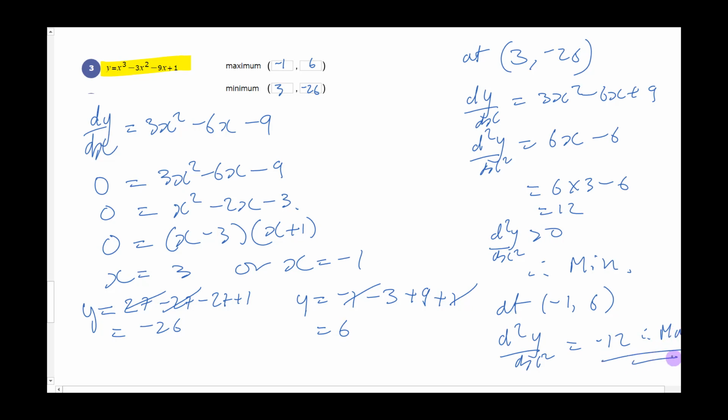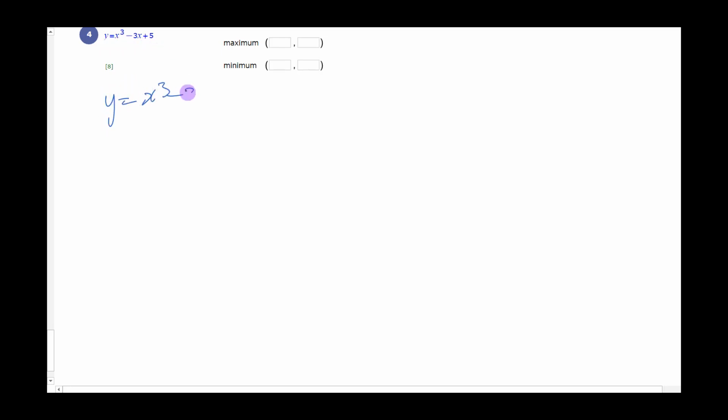Okay, there's one more just like that, so let's just have another go at that. Just scroll down a little bit to give us more space. There we go. So, I've got y equals x cubed minus 3x plus 5. Let's differentiate that. dy by dx equals 3x cubed goes to 3x squared, minus 3x goes to minus 3, 5 goes to nothing.